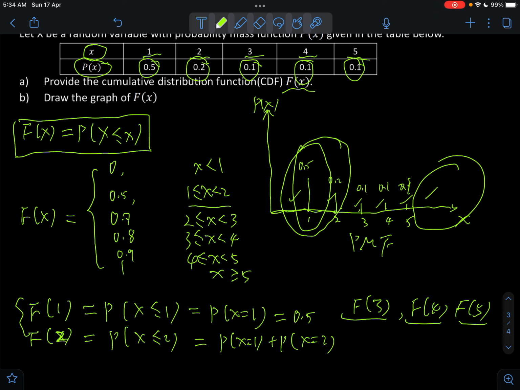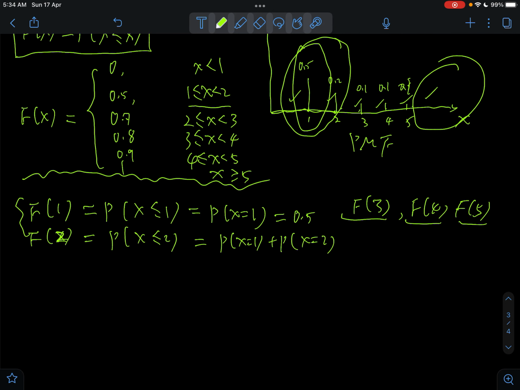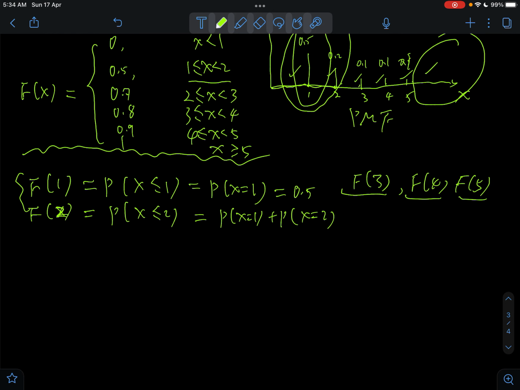Okay, now let's look at part 2. Part 2 is to draw the graph of F_X. We have already got the formula for F_X, so we just need to draw it out. This is relatively straightforward. Let's first draw X, and then F_X. For X less than 1, the probability is 0. So here the probability is 0.